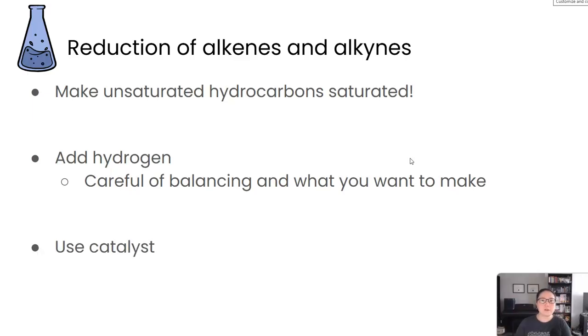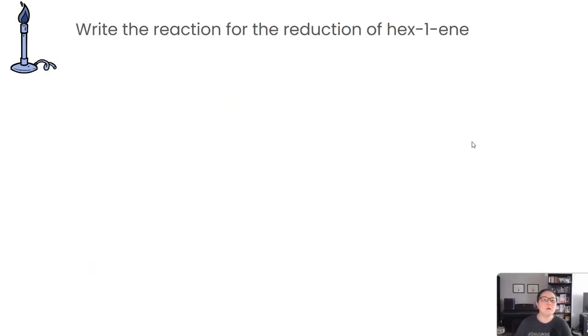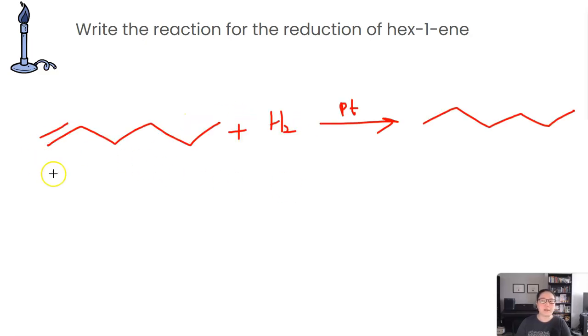These reduction reactions also use a catalyst, and that catalyst is typically going to be a metal. Nickel and platinum are sort of the usual suspects in this one. So as an example, if we were to write the reaction for the reduction of hex-1-ene, it may look like this. You start with your hexene, you end up with your hexane. You need to make sure you're adding in the hydrogens, make sure you have your catalyst, and there you go.